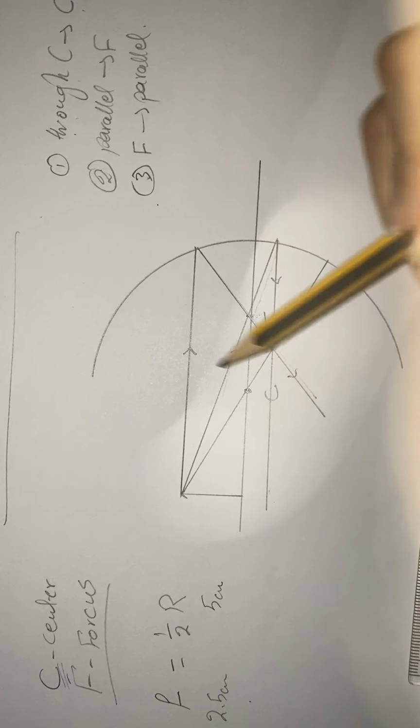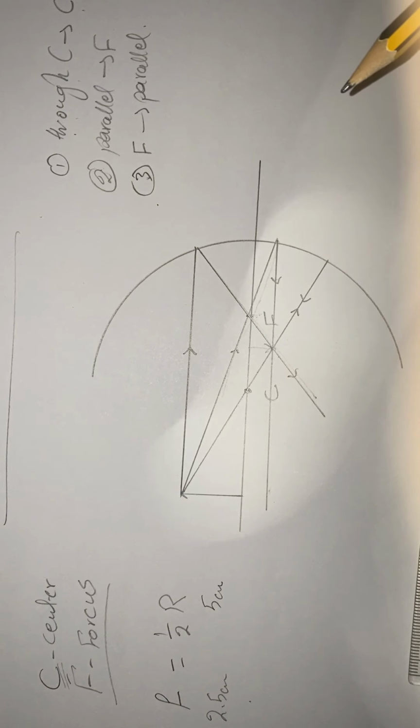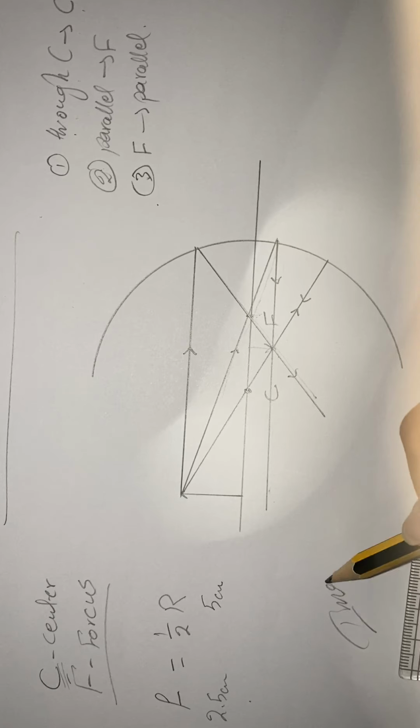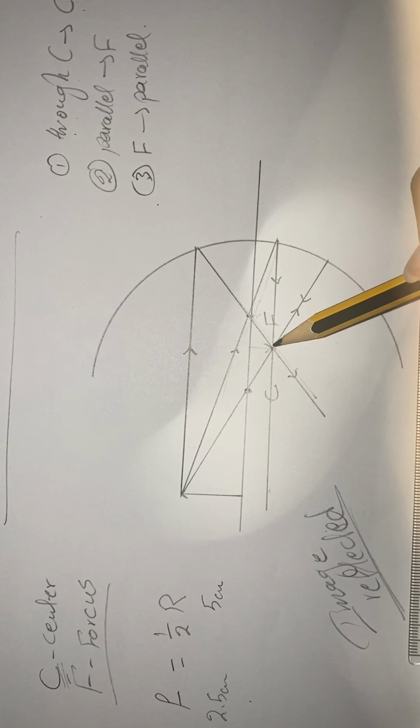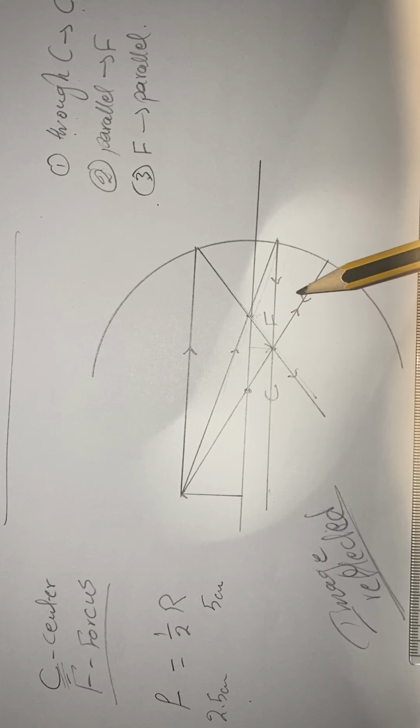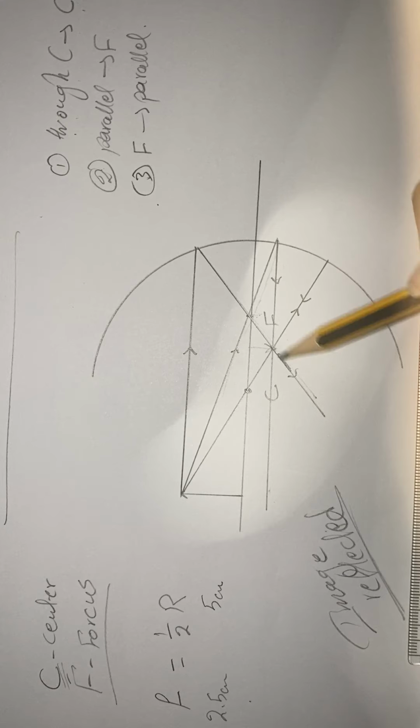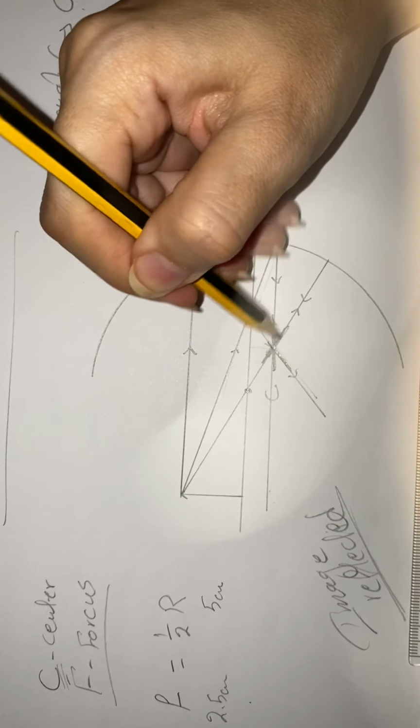The arrows are very important in order to know which is the incident and which is the reflected. Pay attention, always the image is the intersection of the reflected light. So whenever I want to take the image, I have to connect the reflected rays. This is the reflected, this is another reflected, and of course the C ray is another reflected.